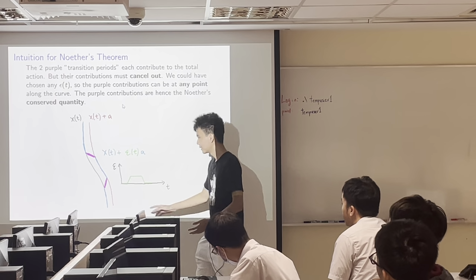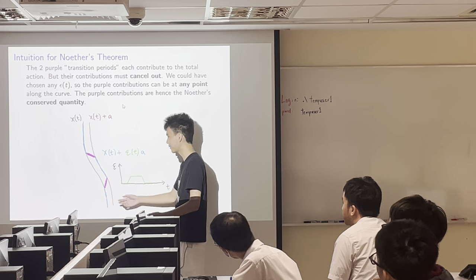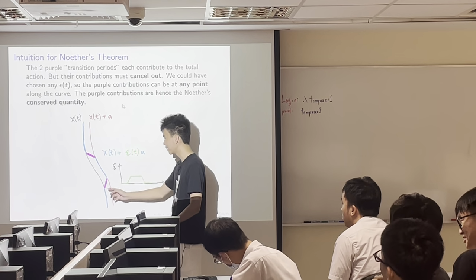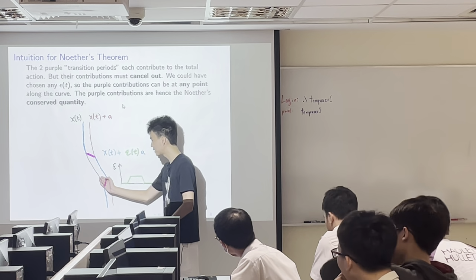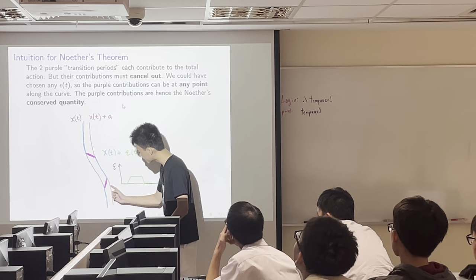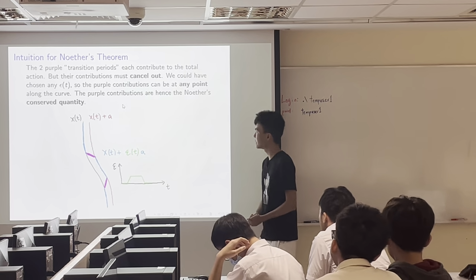I like to think of these purple parts, and this is my own phrasing, not found anywhere in the literature, as Noether flux. Because every time you deviate from the path, there's some amount of change to the action, and the change to the action is kind of like a flux. What flux goes in must be the flux that comes out also. Okay, so yeah.